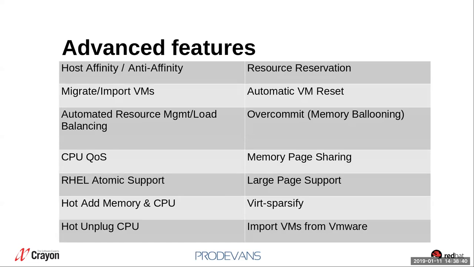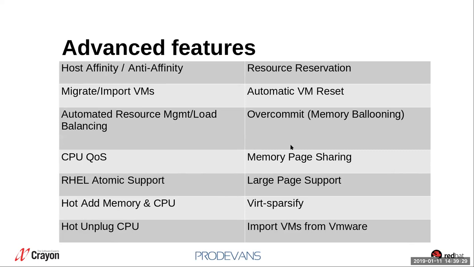Coming to the advanced features of Red Hat virtualization: host affinity and anti-affinity, resource reservation. You can have flavors; it can be tiny, it can be small, or it can be large. And migrate, import VM, automatic reset. If you want to do a migration with the VMs, that is also possible. And if you have VMs in the form of an OVA file, you can import them. So these things you can do with the VMs.